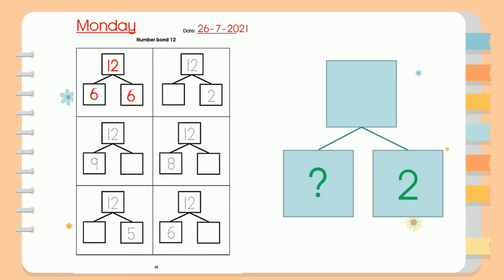2 and which number can become 12? Let's recount together. Oh, I got the answer already. So children, do you know what is the answer? Yes, that is 10. So 10 and 2 is 12. So please trace the number and write down the number. Another 4 number bonds, children, you can count and do by yourself.